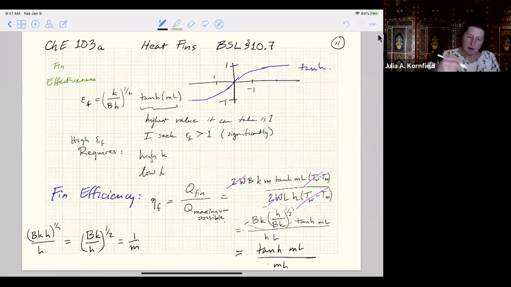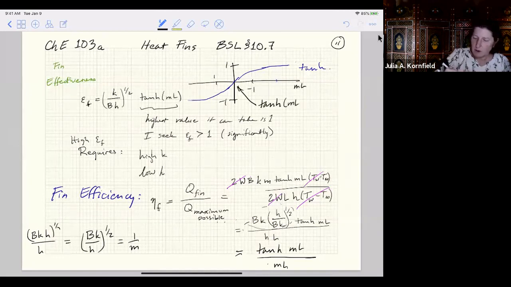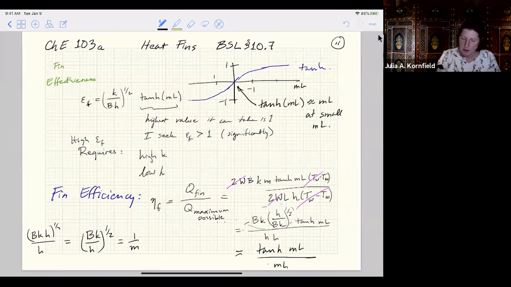So tanh ML at small arguments, if this axis is ML, at small ML, it approximately equals ML. And that means that at small values of ML, eta F is 1. So for small lengths, for example, if we think of L being small compared to 1 over m, so the product ML is small.